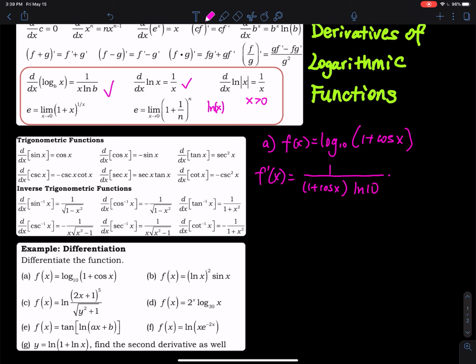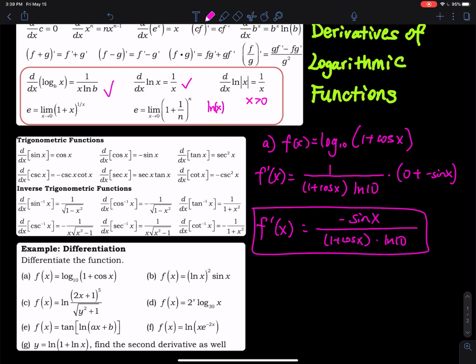The derivative of 1 is 0. The derivative of cosine is negative sine, right? So we are going to add a negative sine x. So this one, we just use the chain rule. So f prime of x, we put that on top. That will be negative sine x divided by 1 plus cosine x times ln 10. It is not necessary to evaluate ln 10. All right, so that will be the first one.